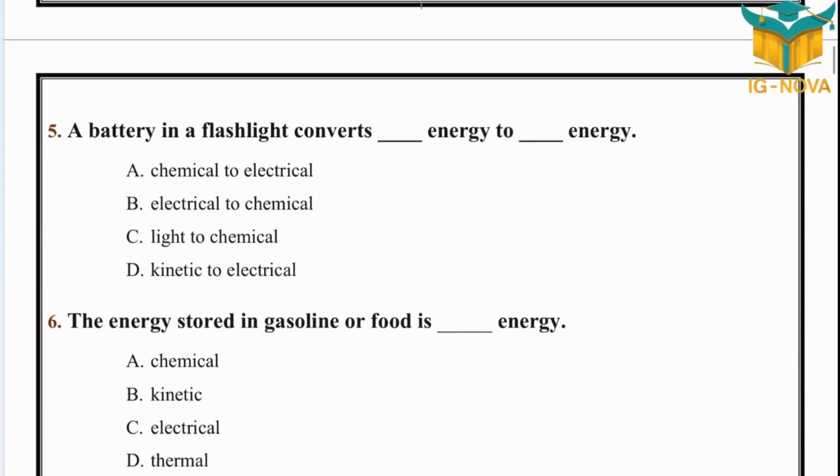Question 5. A battery and a flashlight convert. The structure of the battery, we know that it's composed of chemical substances. These chemical substances are converted into electrical energy to operate any device we want. So I'm going to go for A.